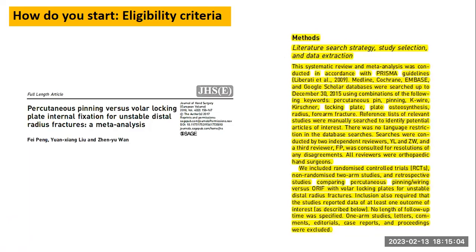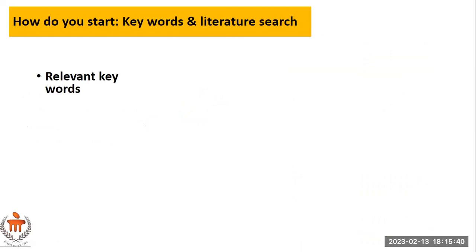And again, another example here is spanning versus volar locking plate in unstable distal radius fractures. Again, the search strategy according to the guidelines is given. What type of studies were used: randomized studies, including non-randomized two-arm studies, and retrospective studies of these fractures. Inclusion also required that studies reported data of at least one outcome of interest, because they were doing a meta-analysis for either grip strength or pinch strength. So they excluded all the case reports, editorials, one-arm studies, letters, and all those. So it is very important to have the eligibility criteria.